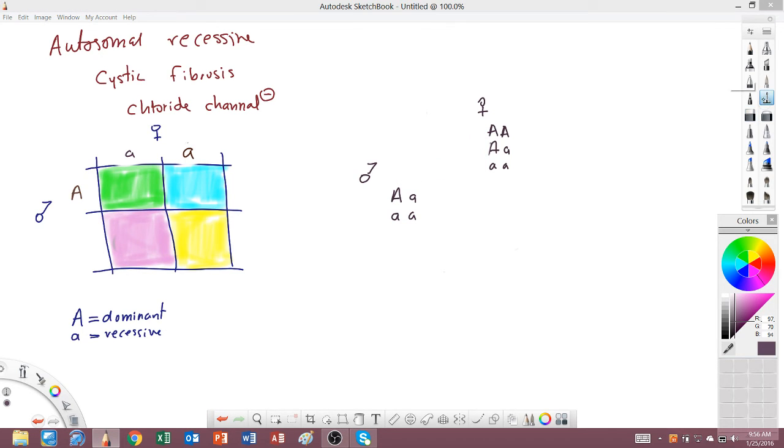What if you have, let's say, this person getting married to this person, right? So then you have 50% are carriers and 50% are diseased. You have to do this. You have to know that it's very straightforward. Okay.